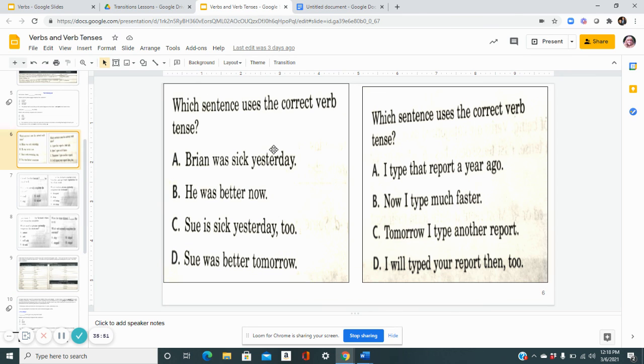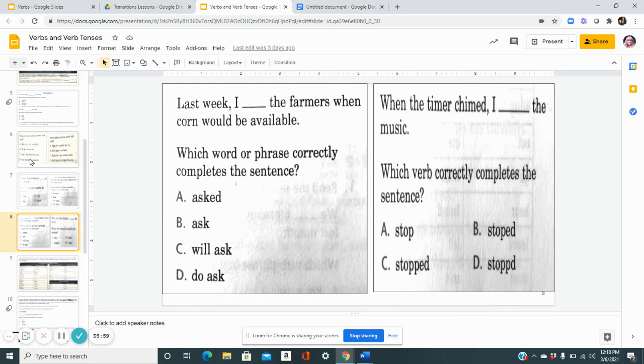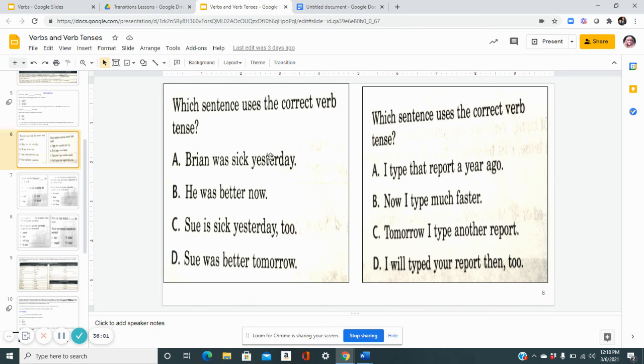But there are some ways you can practice. Here's some practice. These come from a book that I use in transitions. Some of you might be familiar with it, some of you might not if you're in ESL class, but this will prepare you for when you're in transitions or HSE class. We'll do this first one here, and then I'll do another one. Which sentence uses the correct verb tense? Brian was sick yesterday. He was better now. Sue is sick yesterday too. Sue was better tomorrow. So this one is the correct one.